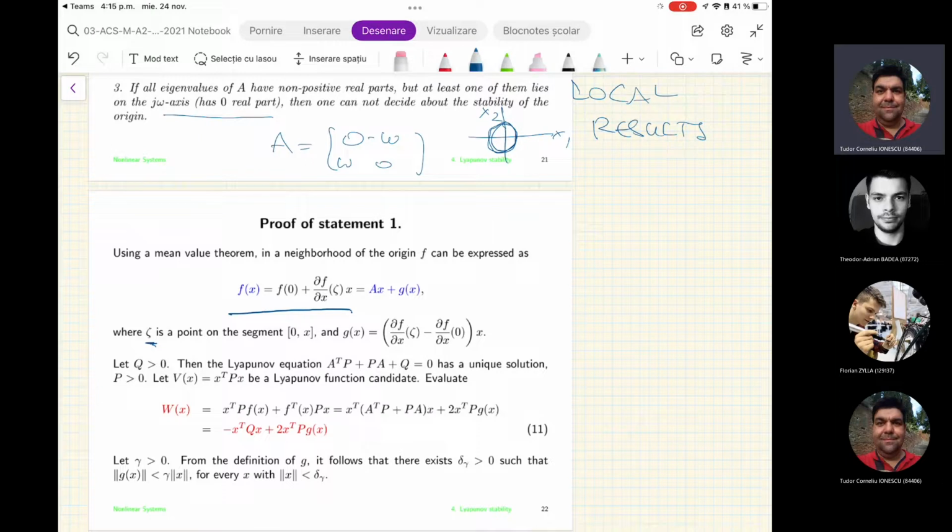So having this, we take any matrix Q symmetric and positive definite. Hence, the Lyapunov equation A transpose P plus PA plus Q equals zero has a unique solution from the previous results. Okay, and now we consider a Lyapunov candidate function. So the linear part is clear. Yeah, the linear part is clear from this guy. From this guy, you get this guy.